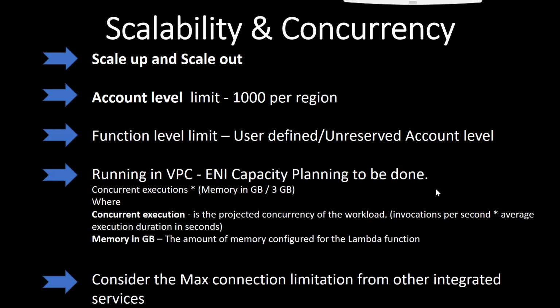There is one more thing you need to consider while designing for concurrency: if your Lambda is using any other services like DynamoDB or any other database connection in the VPC, then consider how many maximum connections DynamoDB or other DB services can accept. You have to apply the auto scaling feature over there. So these are all the points we need to consider while designing our scalability and concurrency around Lambda. Let's move to the next chapter, throttling.